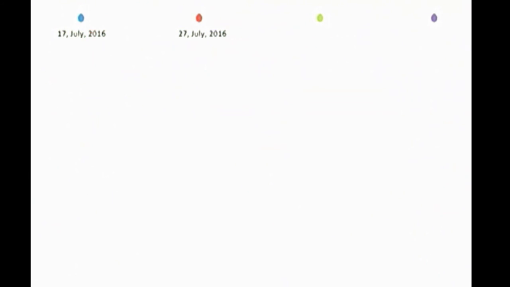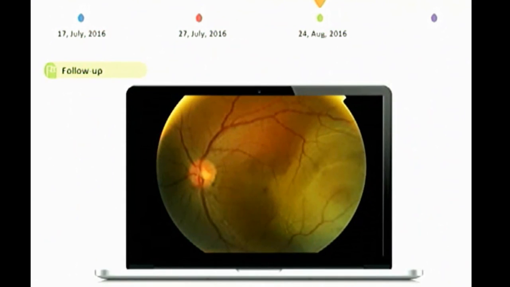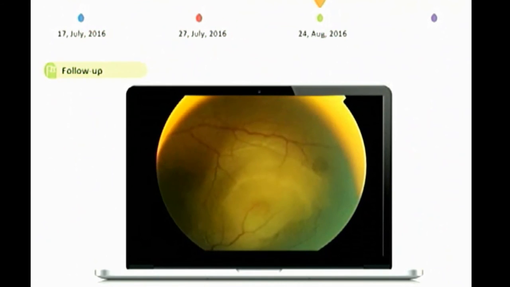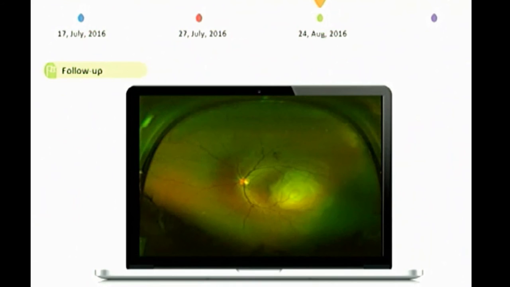So the patient came for her first follow-up approximately 1 month later, showing this picture on her fundus exam. So you can obviously see that the condition is getting worse. The size of the mass is extremely larger than what was previously examined, and even the exudative retinal detachment is now approaching the macula and involving it as well.